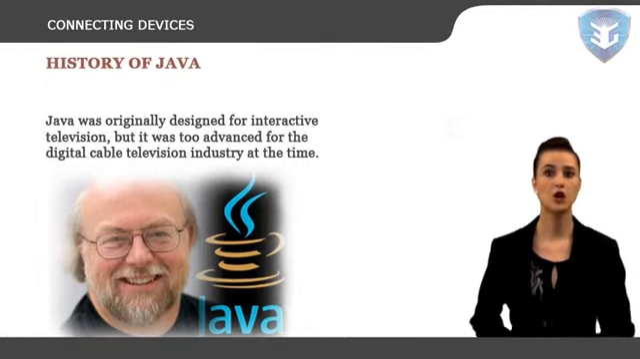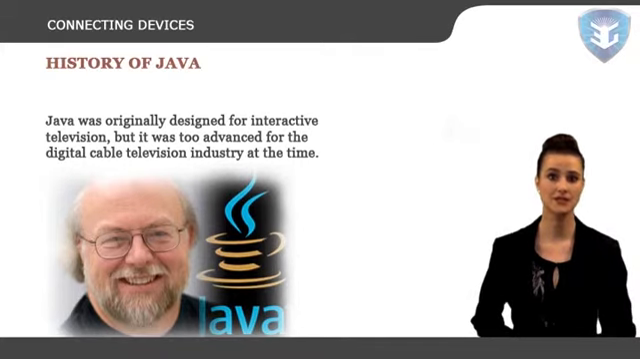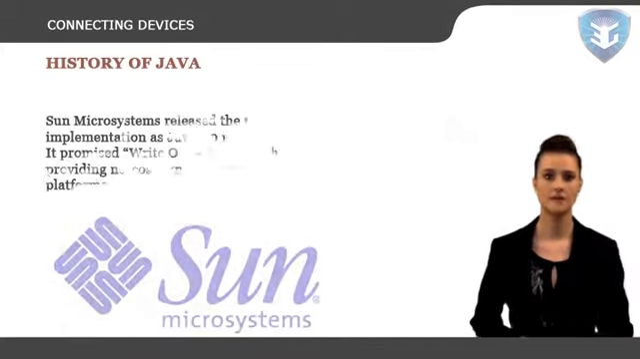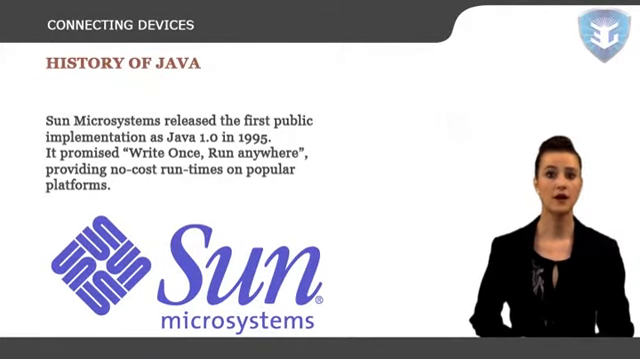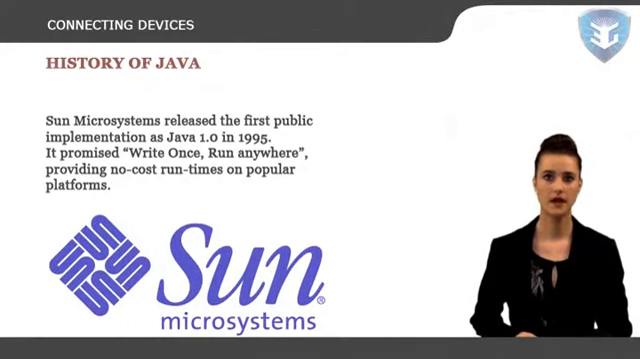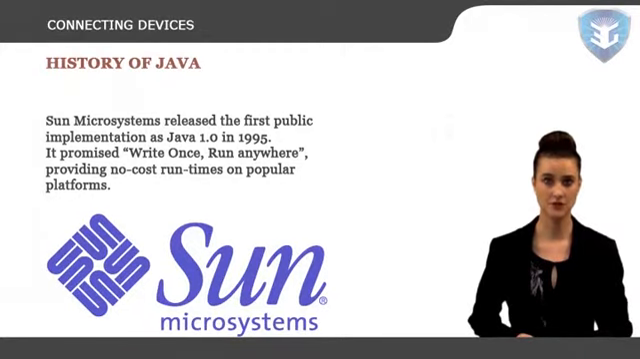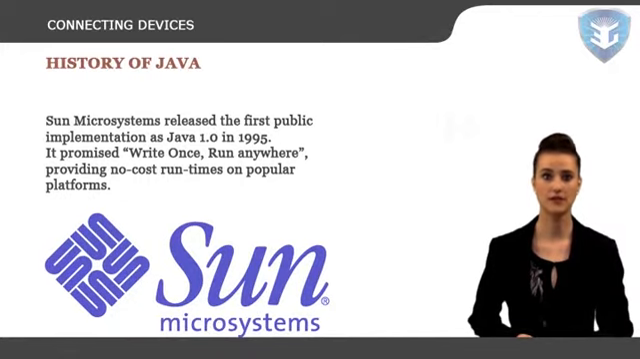Said to be consumed in large quantities by the language's creators, Gosling aimed to implement a virtual machine and a language that had a familiar C/C++ style of notation. Sun Microsystems released the first public implementation as Java 1.0 in 1995. It promised write once, run anywhere, providing no-cost runtimes on popular platforms. Fairly secure and featuring configurable security, it allowed network and file access restrictions. Major web browsers soon incorporated the ability to run Java applets within web pages, and Java quickly became popular.